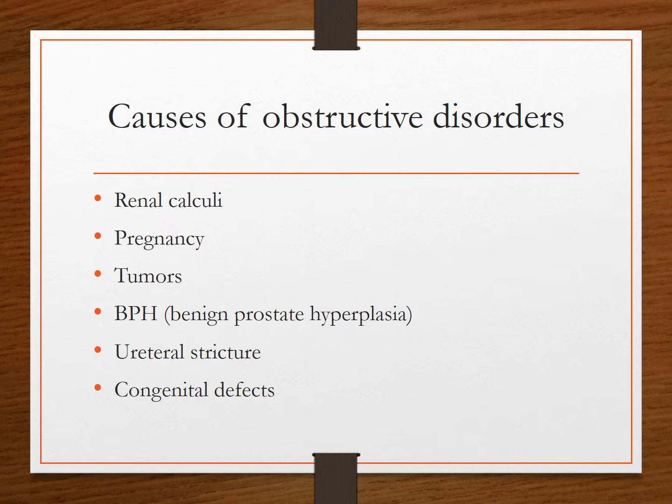Some causes of obstructive disorders: renal calculi, aka kidney stones, which is your most common cause. Pregnancy, just from the buildup of fluid and the baby, of course, in the uterus pressing on maybe the ureter and causing obstruction. Tumors could do the same thing. Benign prostate hyperplasia in your older men: the prostate sometimes can be so enlarged that it squeezes the ureter and they're not able to urinate. Ureteral stricture, where there's a narrowing of the ureter, or then just some congenital defects that people are born with.